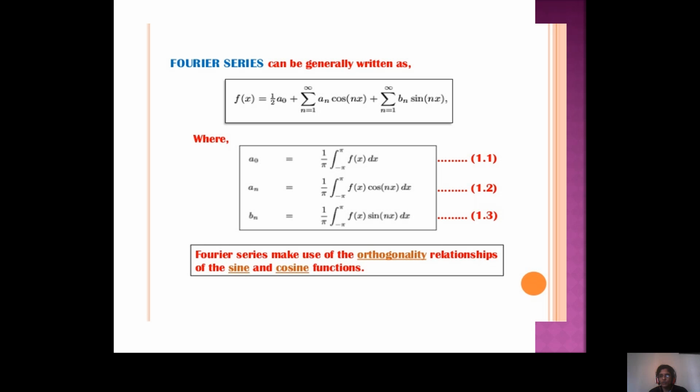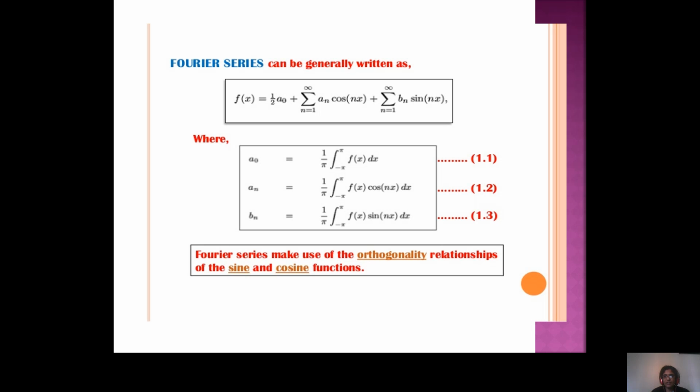So a naught is equal to 1 by pi integral of minus pi to pi f of x dx, and an is equal to 1 by pi integral of minus pi to pi f of x cos nx dx, and bn is equal to 1 by pi integral of minus pi to pi f of x sin nx dx. Whatever you have to find out, these terms are a naught, an and bn.